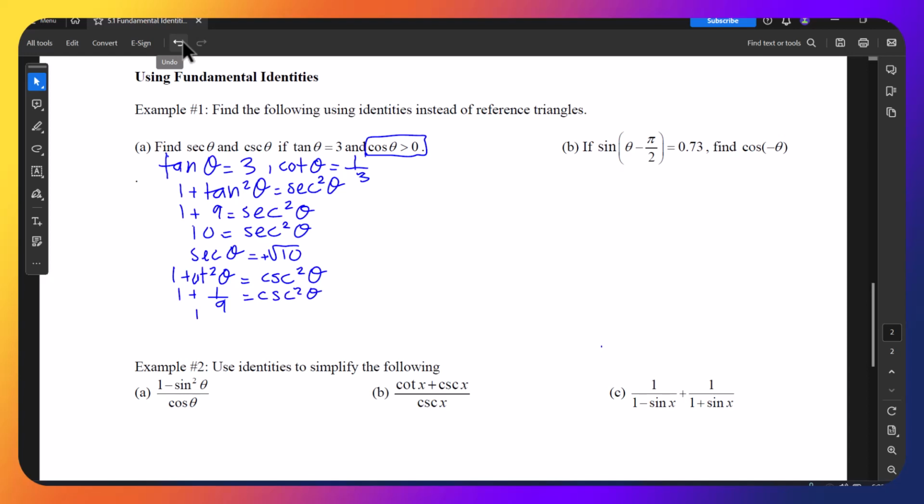1 and 1/9 is 10 over 9. And therefore cosecant of theta is equal to the square root of the left, which would give us radical 10 over 3. Also positive because we're sticking to the right half of the circle, or cosecant is positive, specifically in quadrant 1 since tangent is positive, and that exists in quadrant 1 as well.